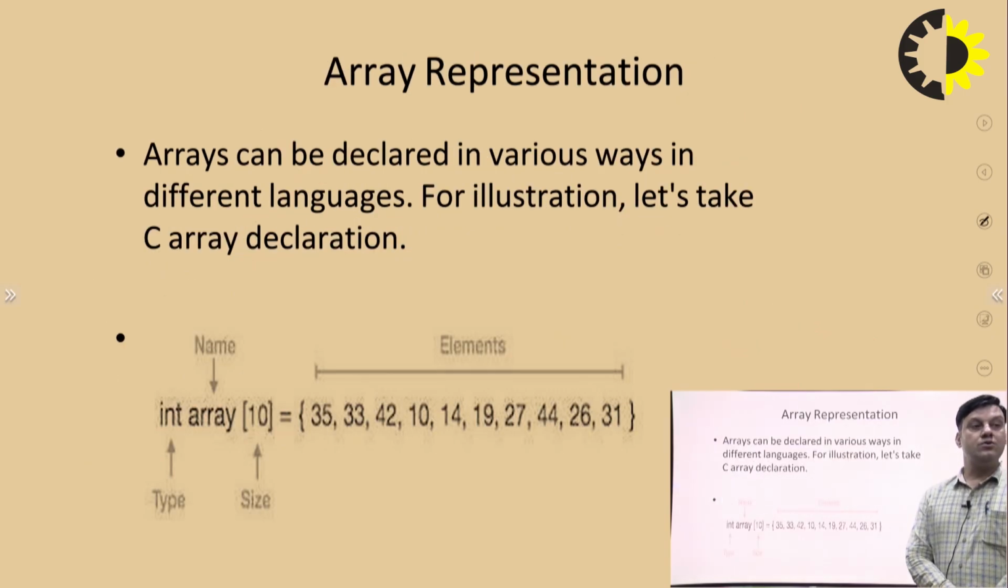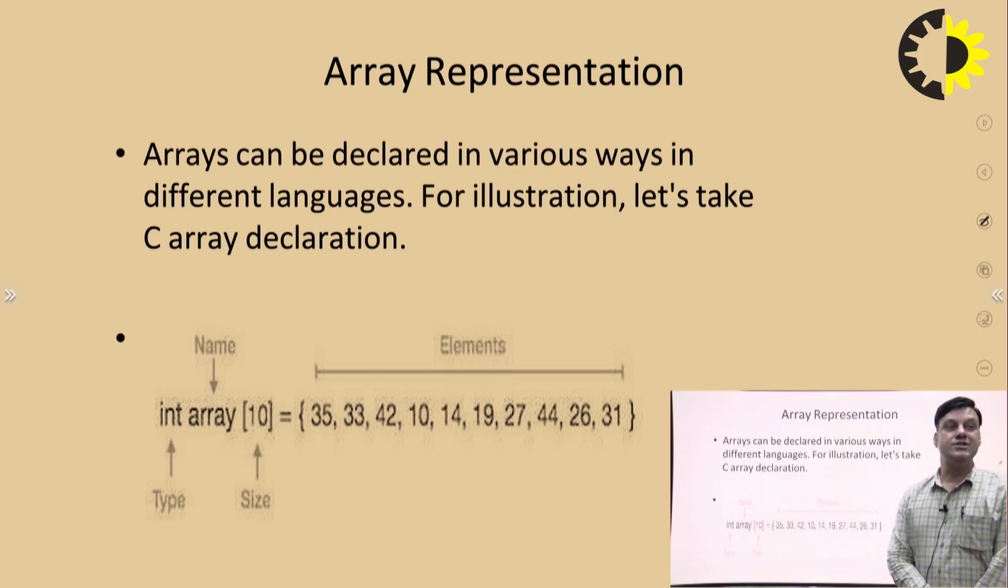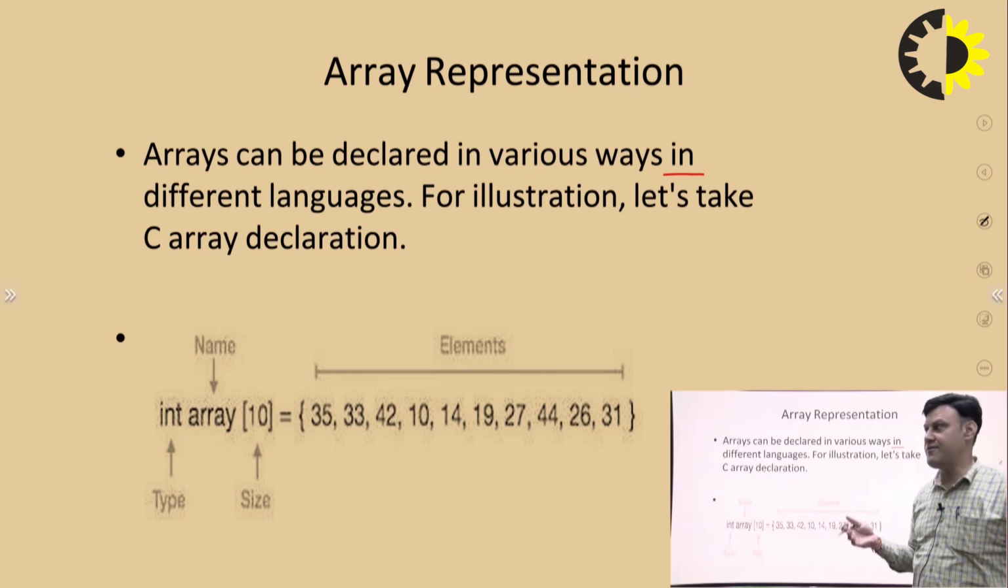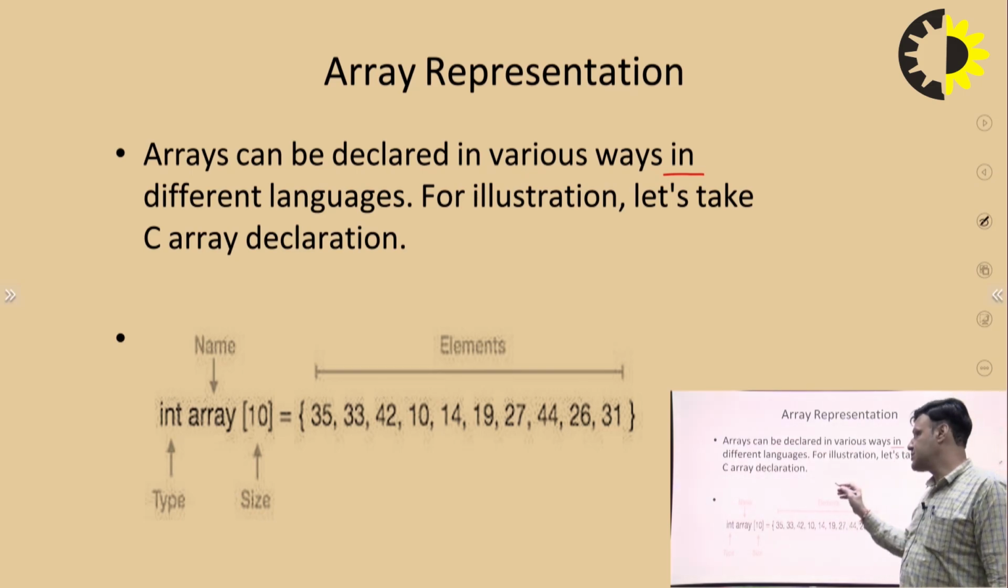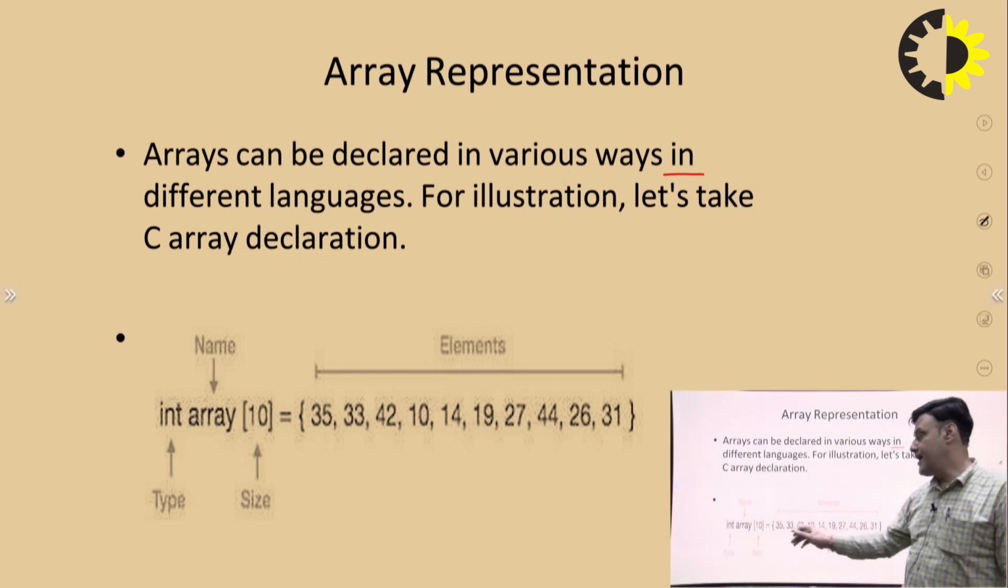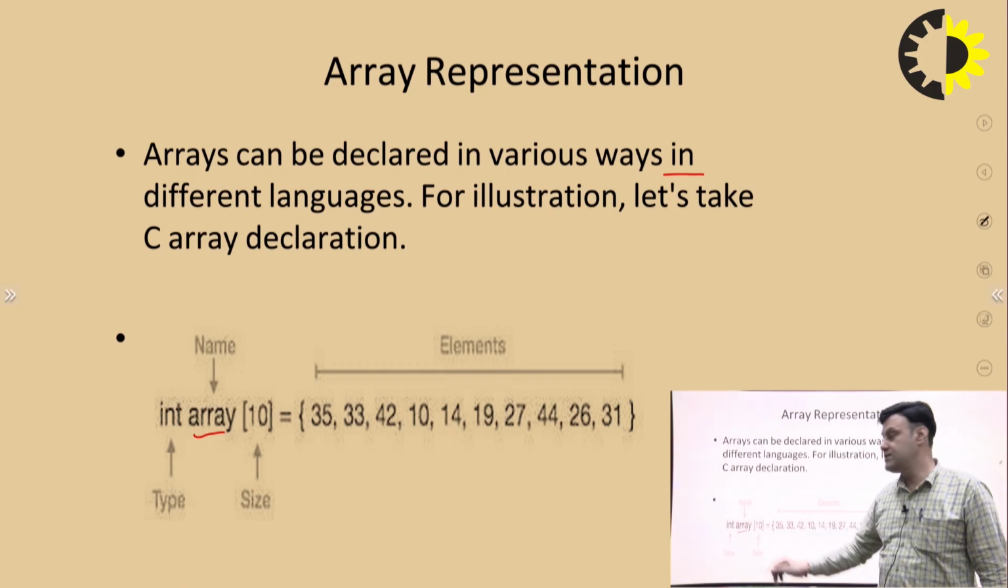So how is this array representation done? An array can be declared in various ways; in different languages there are various ways. For illustration, I have just taken an example of a C array declaration. We have an array; the name of the variable is array.